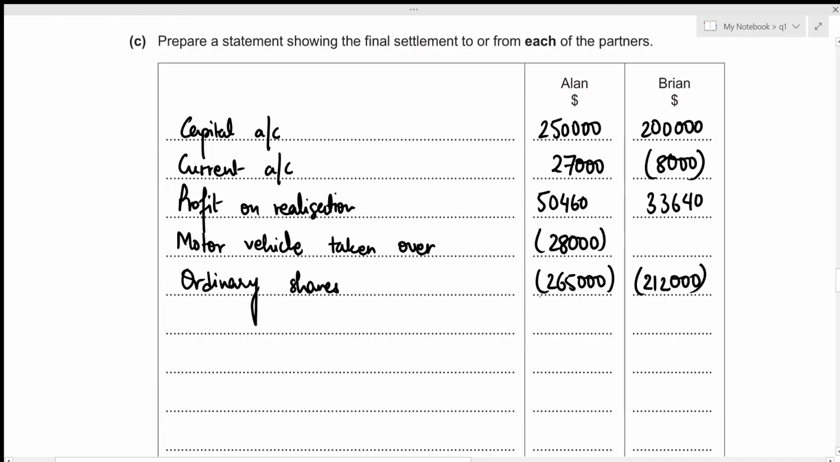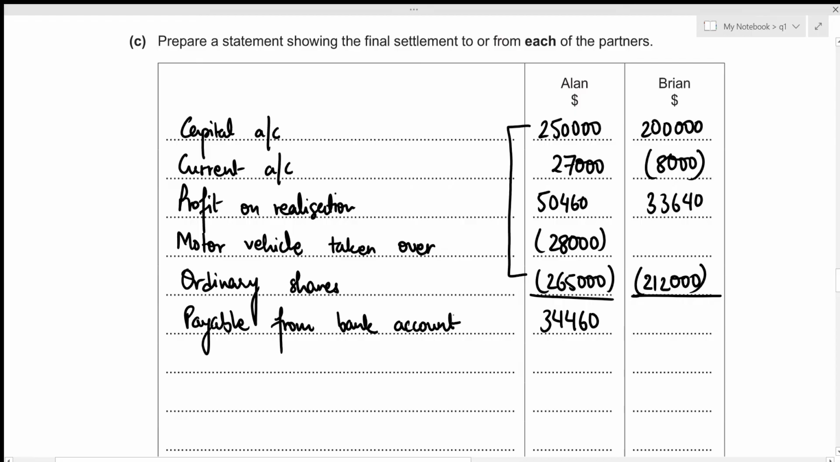Now, since we've concluded everything, the difference now is just going to be the amount payable to the partners or payable by the partners. So let's figure it out for Alan. That's going to be the sum of these five amounts: 250,000 plus 27,000 plus 50,460 minus 28,000 minus 265,000, which results in the positive value of 34,460. Since this is a positive amount, this still reflects the amount that Alan is yet to receive from the final settlement. So this is definitely payable to the partners from the bank account. So I'm just going to write it down: payable from bank account.